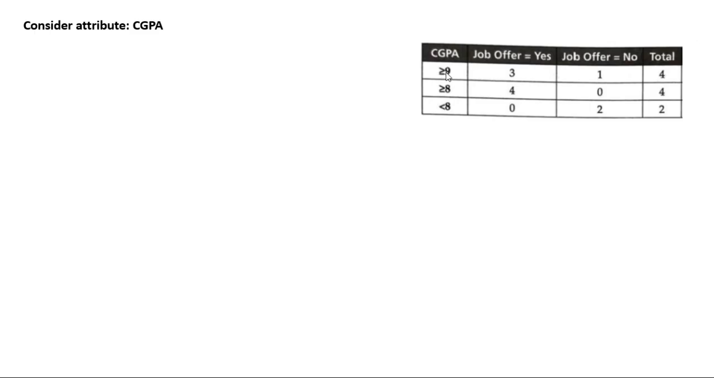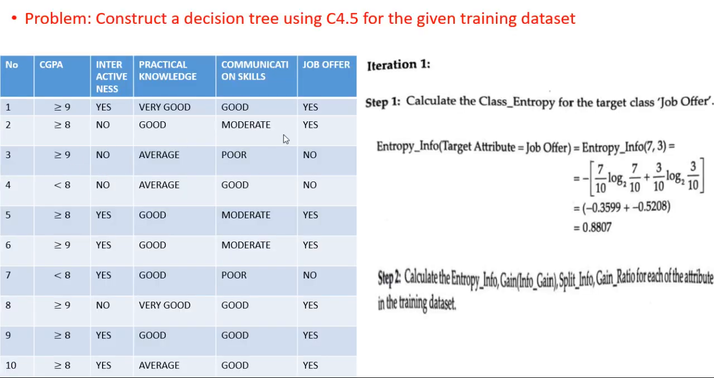So for CGPA greater than equal to 9, there are 3 job offers which is yes, and for greater than equal to 9 there is 1 job offer which is no. Similarly, if you go back to the table, for greater than equal to 8, how many yes you have? 1 here, 2, and then 3 and 4 yes, and how many no?